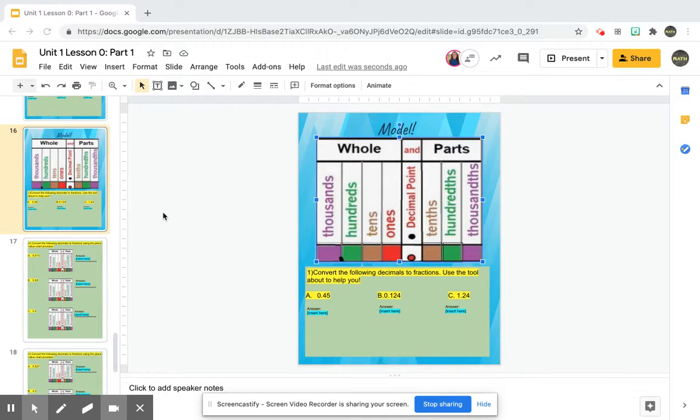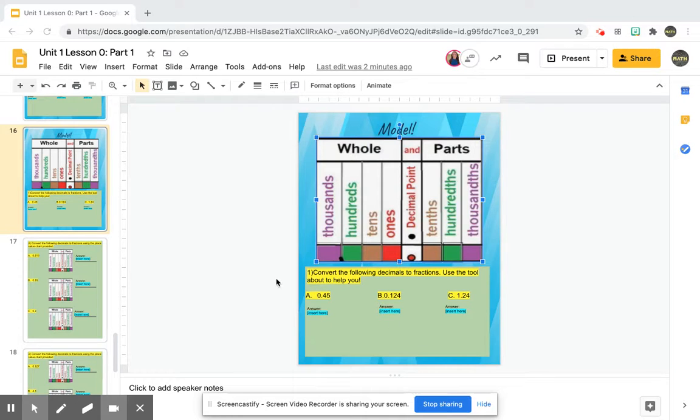All right, Kipster. So now we talked about how to use the actual decimal to turn a decimal into a fraction. Now we're going to be using the actual model here in the place value chart that we have given you in order to create our decimal and turn it into a fraction. So I have here, convert the following decimals to fractions. Use the tool above, this should be above, my mistake, to help you.